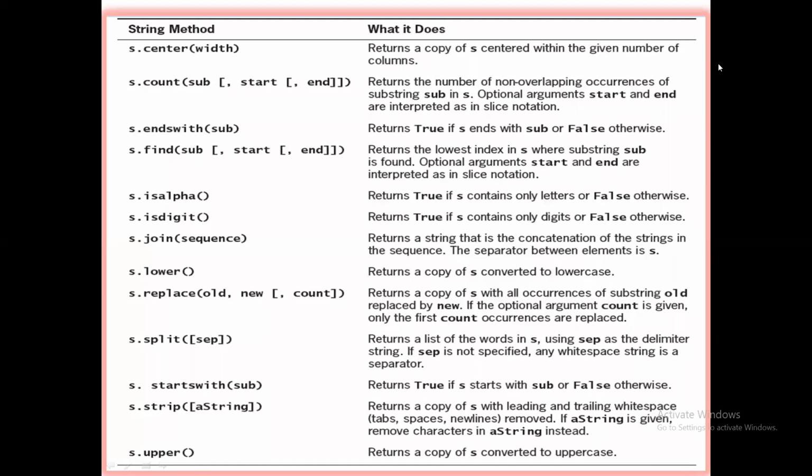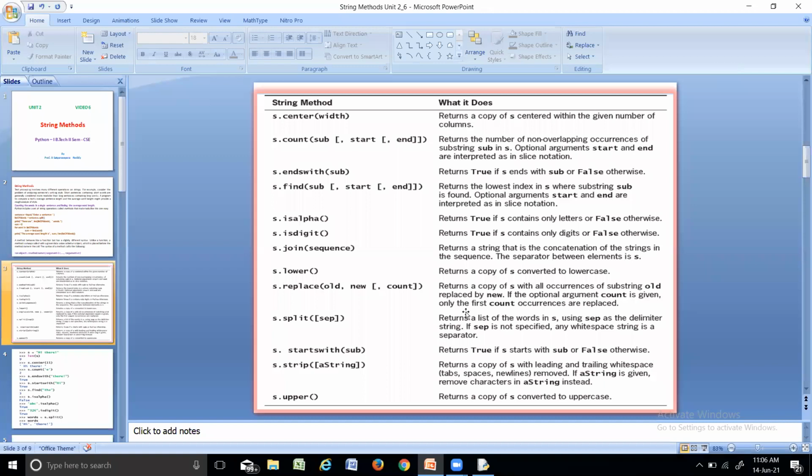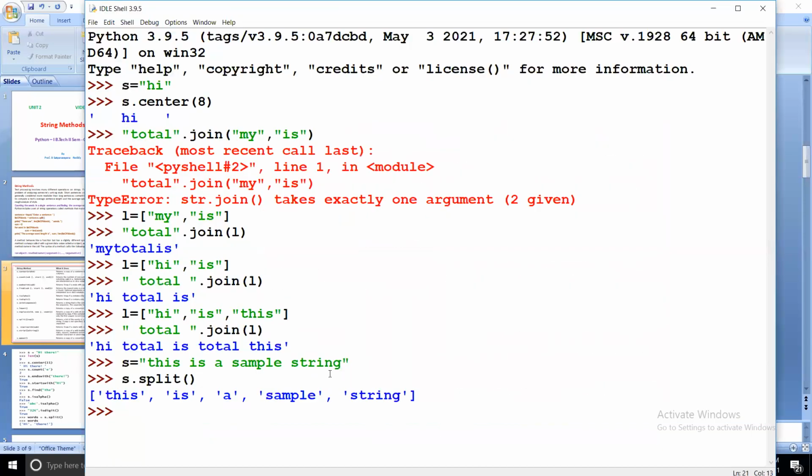Let me show you with a simple demonstration now. Let us create a simple string. S is equal to hello. I'm creating it as hello. Let me take a combination of both capital letters and small letters. It is created. Now I will call s dot lower.